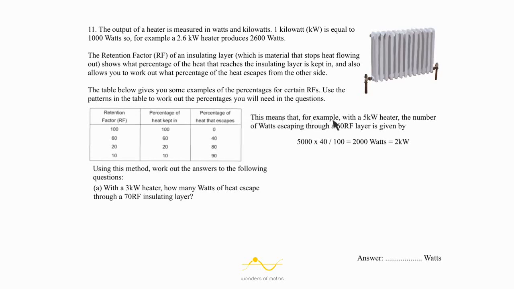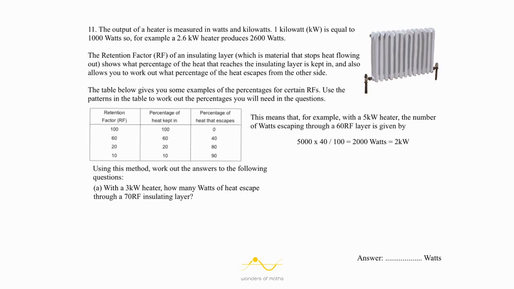This means that, for example, with a 5 kilowatt heater, the number of watts escaping through a 60 RF layer is given by 5,000 times 40 over 100, which is 2,000 watts, or 2 kilowatts. Using this method, work out the answers to the following questions. With a 3 kilowatt heater, how many watts of heat escape through a 70 RF insulating layer?